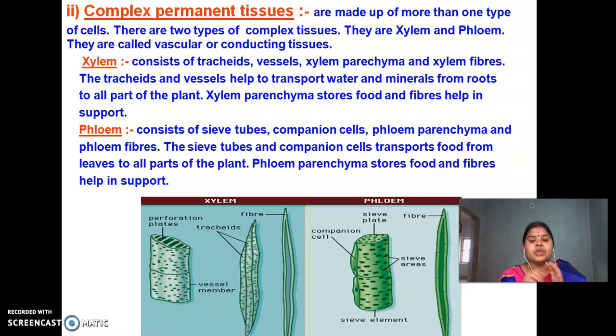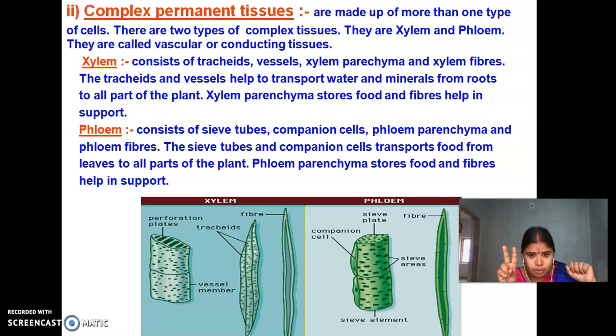This is the important one. Complex permanent tissues. Did you see this in the first slide? I showed you the xylem and phloem, and also in the explanation of tissues I explained the xylem and phloem. Complex permanent tissues are made up of more than one type of cell, but simple permanent tissues are made up of only one type of cell.